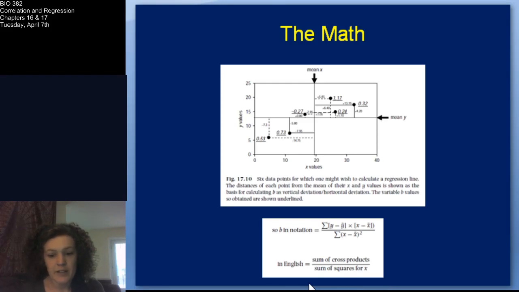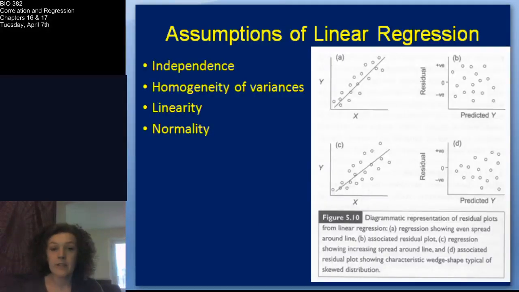And so here is how you would do that. Sum of the cross products over the sum of squares for x, but I'm not going to make you do it by hand. I'm not going to make you do a regression line or anything like that by hand. I just want you to be aware of it. So if you go on in statistics, you'll go farther into this. Okay. Okay. So assumptions in linear regression.